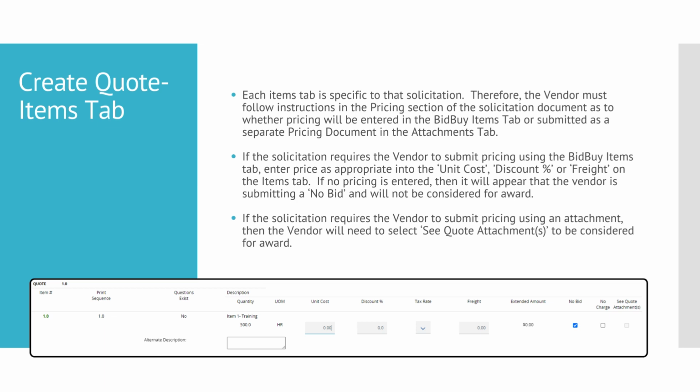If no pricing is entered, then it will appear that the vendor is submitting a no bid and will not be considered for award. If the solicitation requires the vendor to submit pricing using an attachment, then the vendor will need to select See Quote Attachments to be considered for award.